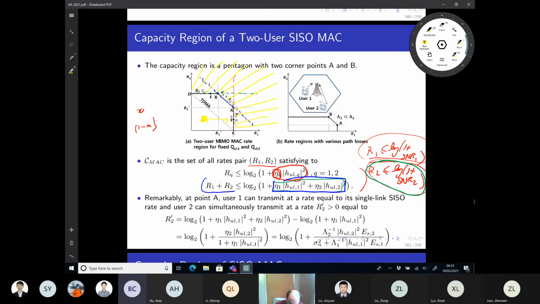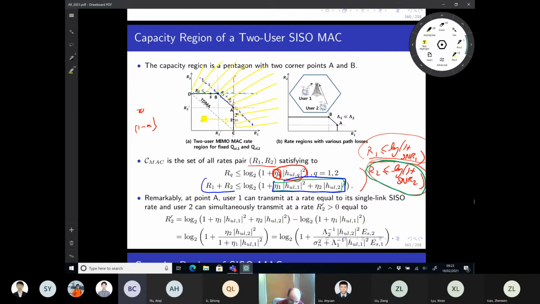But between point E and point A, what is the point that you would prefer? You would prefer point A, because user 1 achieves the same rate at point E and point A, but user 2 would achieve a higher rate at point A than at point E, right? So you would prefer to operate at point A than point E.